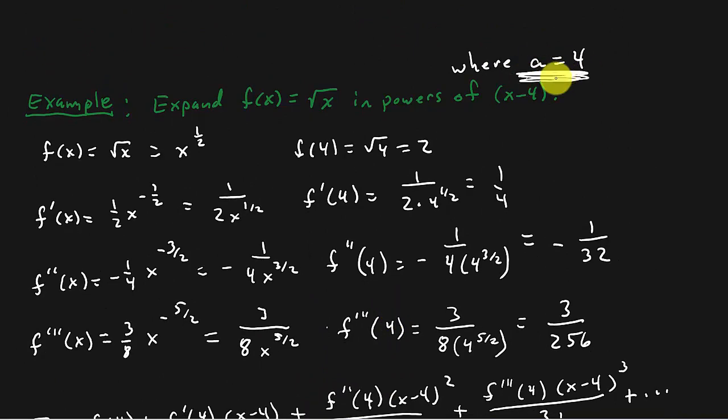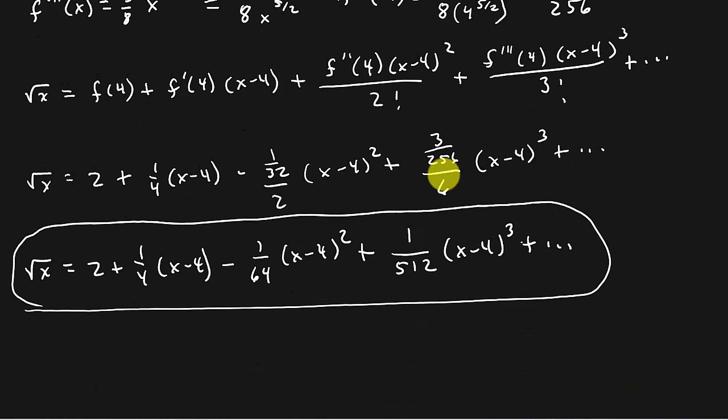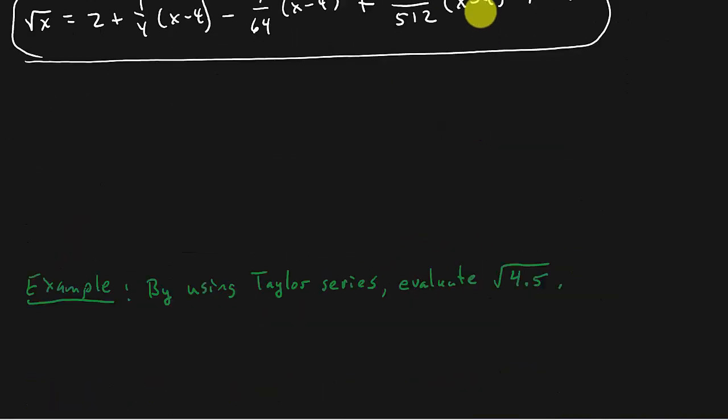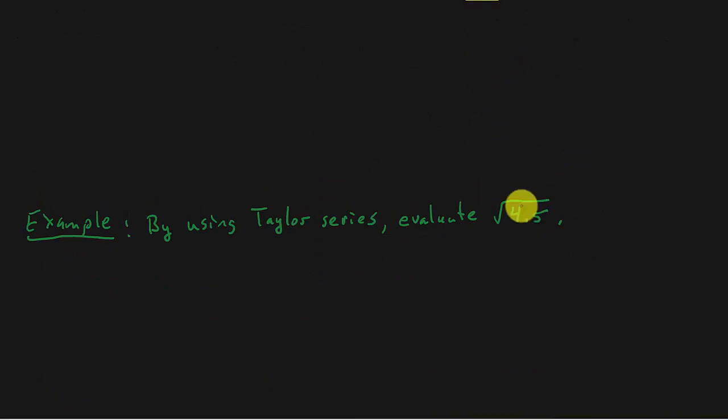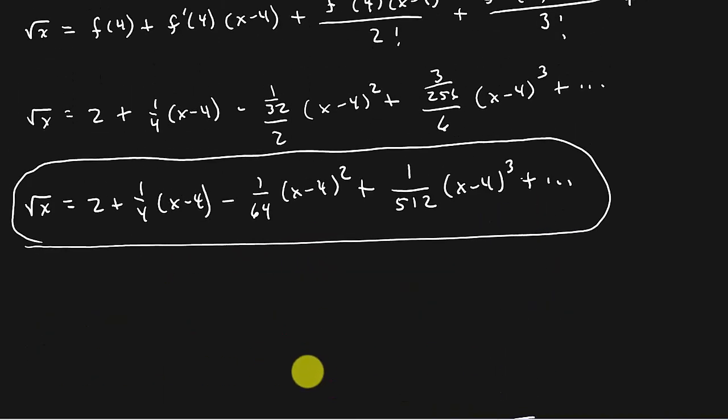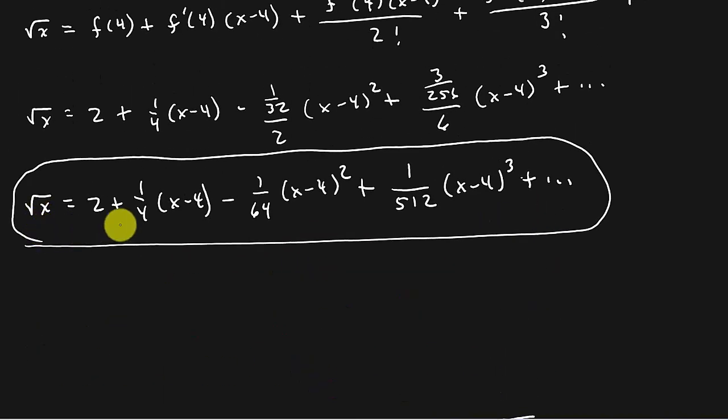So basically, I've already found the Taylor series, and so all I have to do now is take the 4.5. See, it's the square root. This is the square root of x. X is 4.5. So I just take the 4.5 and plug it in for x into this Taylor series.